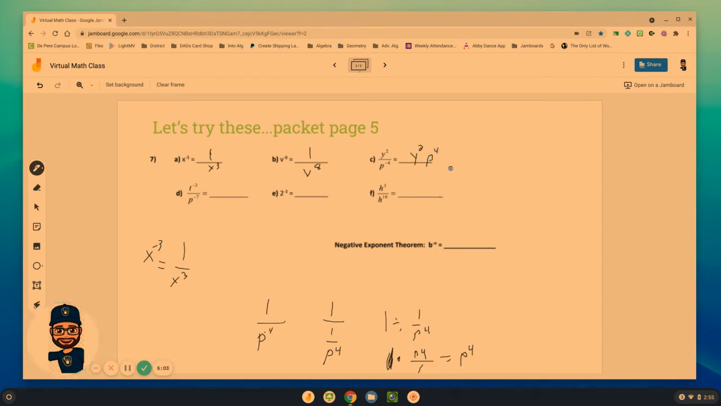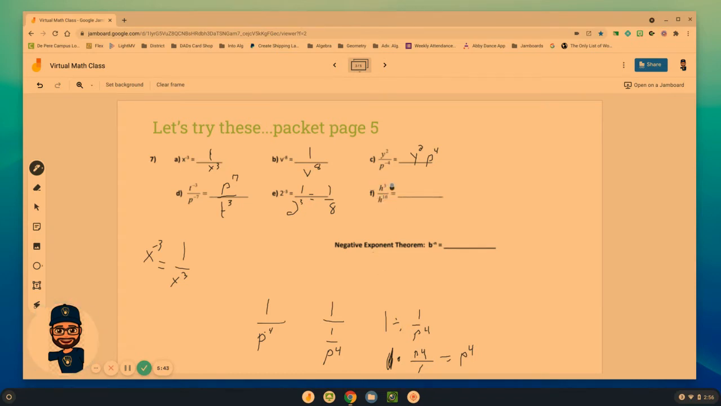Is there anything to combine? Anything with the same base? Well, there's not, so we would leave it just like that. In this one, t to the negative third, to make it positive, we move it to the denominator. P to the negative seventh, to make that positive, we move it to the numerator. 2 to the negative third, we move it to the bottom. 2 to the third, but 2 times 2 times 2 is really 8, so 1/8.